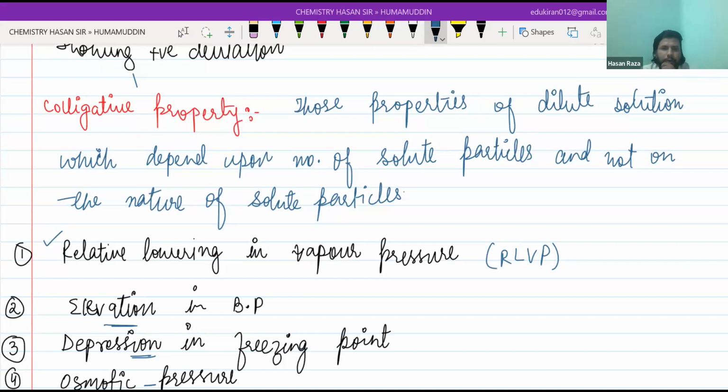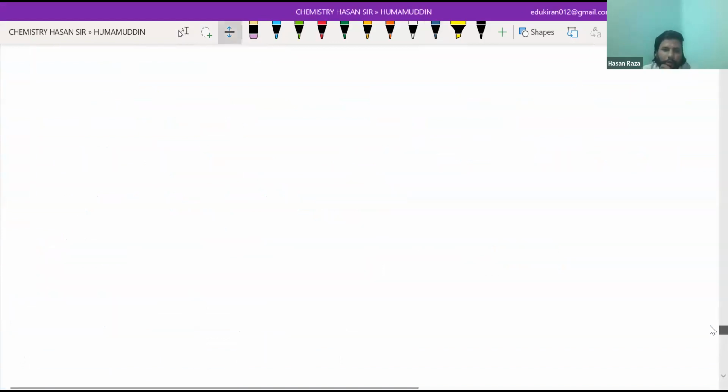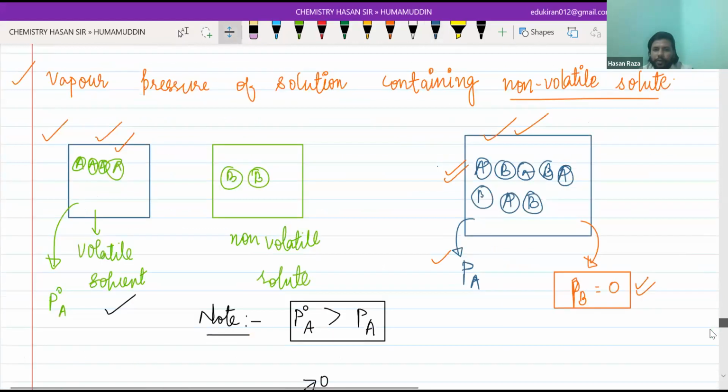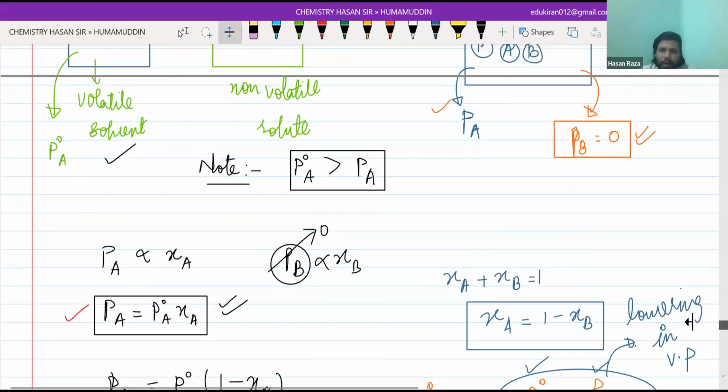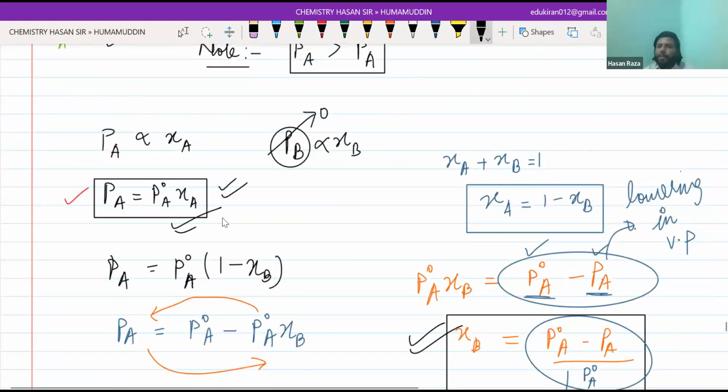I'm just going to remind you of this relative lowering in vapor pressure. If you remember, we did this part. Vapor pressure of solution containing non-volatile solute. Can you see the screen? Yes, sir. So you can see we derived a formula: PA is equal to P naught A zeta A. And here I introduced this zeta A in terms of zeta B. And I told you after solving, P naught A zeta B will be equal to P naught A minus PA, which is lowering in vapor pressure.